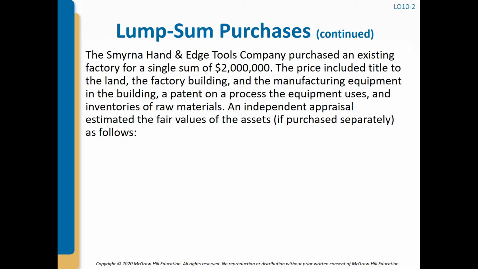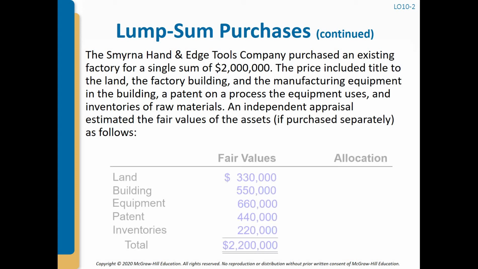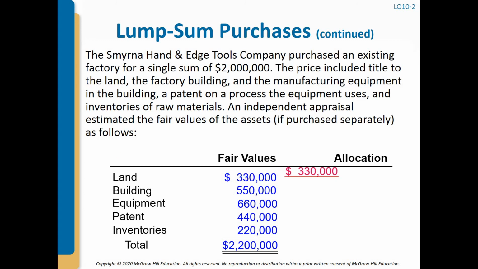The company purchased an existing factory for a single sum of 2 million. The price included title to the land, the factory building, and the manufacturing equipment in the building, a patent on a process the equipment uses, and inventories of raw materials. An independent appraisal estimated the fair values of the assets. So the fair value of the land is 330,000, correct?